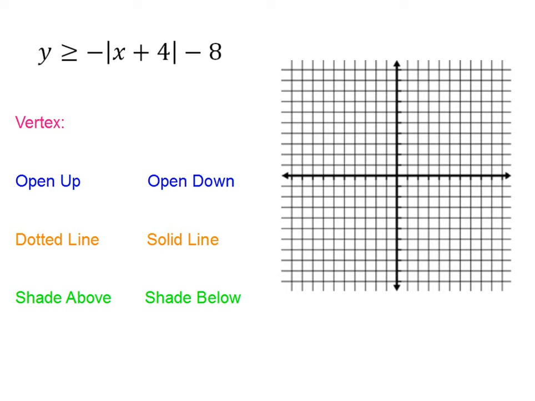I have two more examples of graphing absolute value inequalities to show you. Again, you need to identify the vertex of the absolute value inequality first in order to do anything. The x value of our vertex is at -4, and the y value is -8. So let's graph that point first: 4 spaces to the left, and then 8 spaces down.